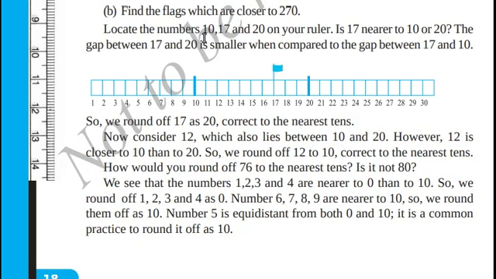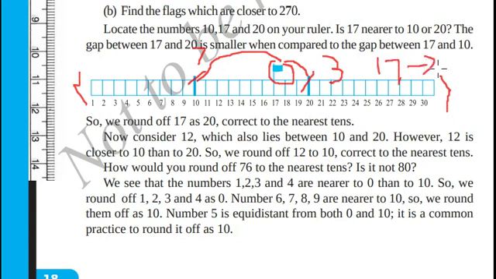Locate the numbers 10, 17 and 20 on your ruler. Say this is your scale or ruler. Is 17 nearer to 10 or is it nearer to 20? Now let us see the gap between these numbers. The gap between 20 and 17 is 3. The gap between 17 and 10 is 7. 17 is nearer to 20. So we can round off 17 to 20 in its tens place.